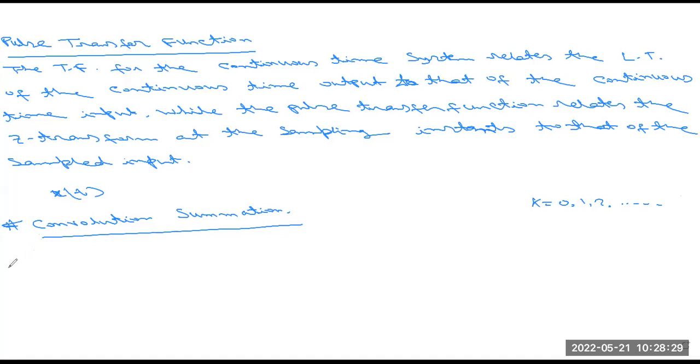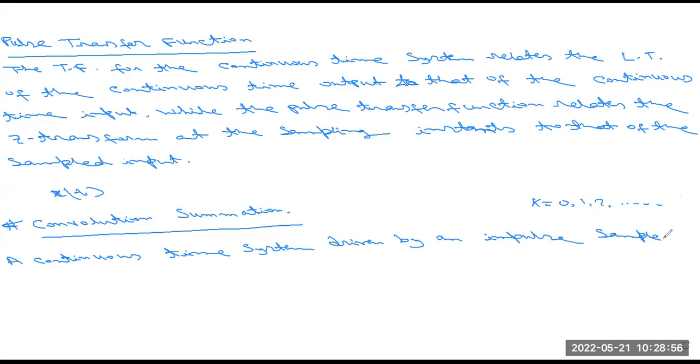So a continuous time system driven by an impulse sample signal, and you know that this sample signal is called a train of impulses, as shown in the figure. I am drawing the figure on the next page also.